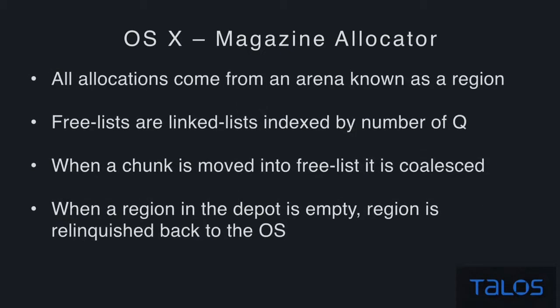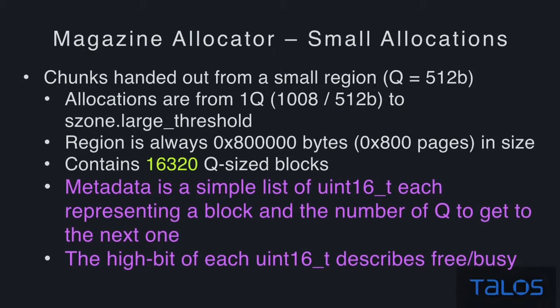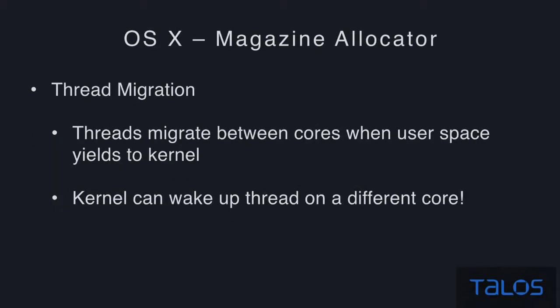So the memory itself comes from a region, a bucket of free list, chunks get moved to the free list, the entire free list is coalesced, and then when a region's empty, it gets moved to the depot. The interesting stuff on this slide is the way the metadata is set up. It has metadata to tell you whether a block is free, whether a block's in use, and how big those blocks are. The tiny metadata uses two separate bitmaps to do this, and the small metadata is able to do this with just one singular bitmap, which is a little easier. And this large allocation stuff, you can read over later, and I have more information on it in the slides.